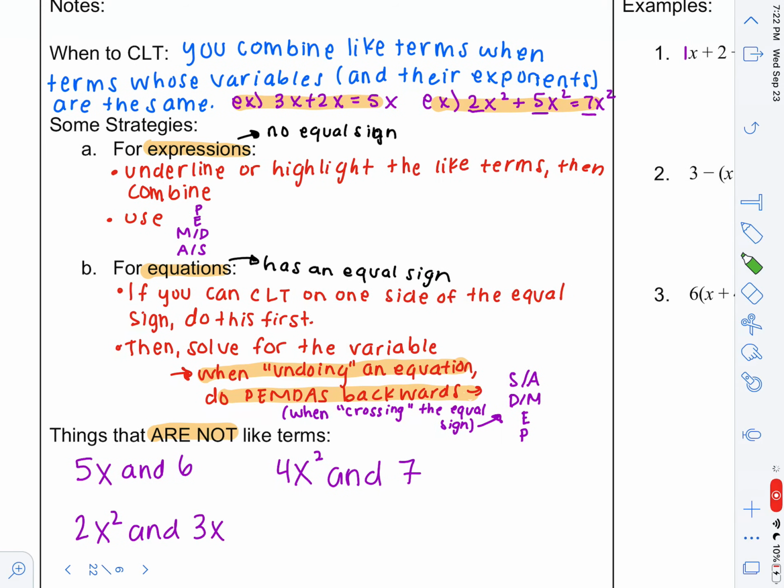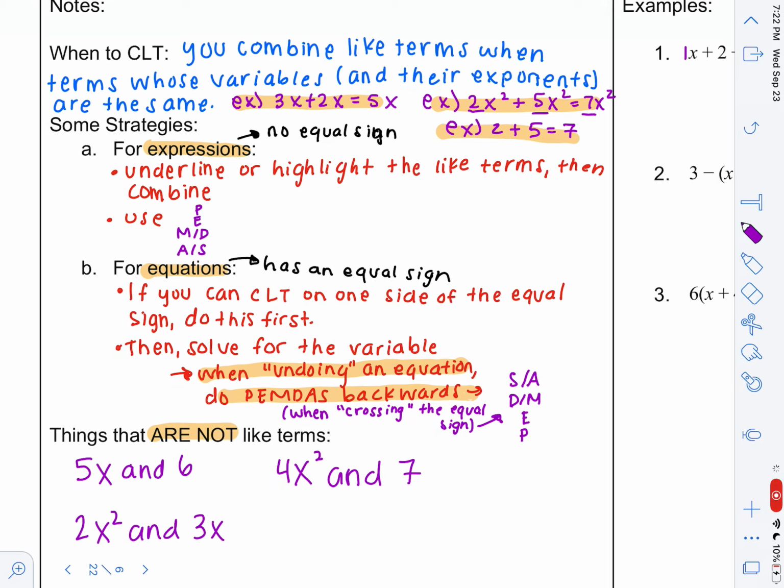So those are like terms, right? We could also have something like this. 2 plus 5 is 7, right? 2 and 5 are like terms. They don't have any x's. Okay, so all three of those are examples of like terms. Now, we're only going to talk about expressions in this lesson, so we're only really focused on A, but I'm going to give you some strategies for B as well, because we're going to be talking about equations next time.